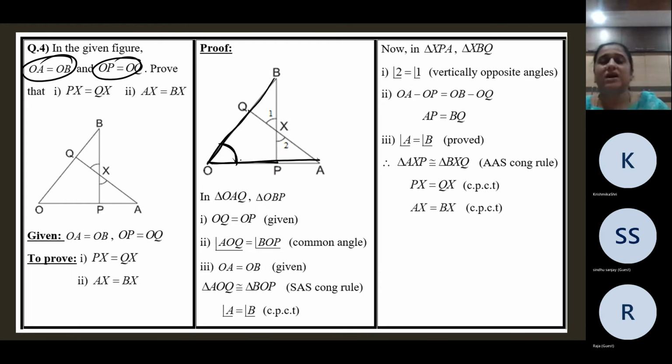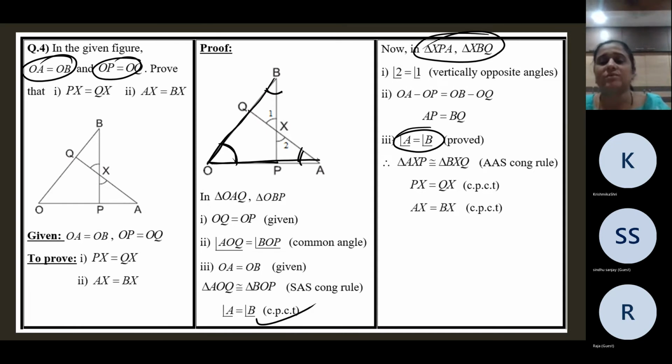So by SAS congruence criterion, these two triangles are congruent. So by CPCT, you will get this angle is equal to this angle. These two angles are equal. And that will be helpful for completing the proof in these two triangles. So angle A is equal to angle B. It's proved here, by CPCT.